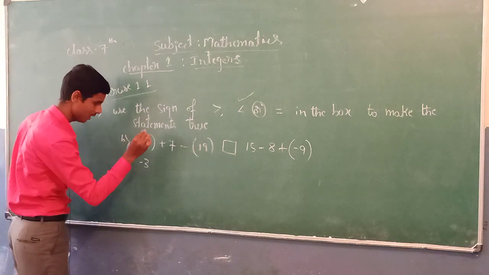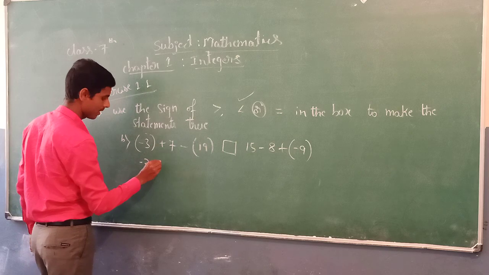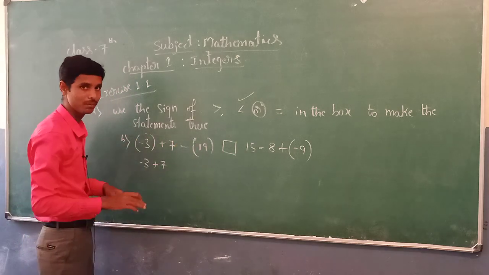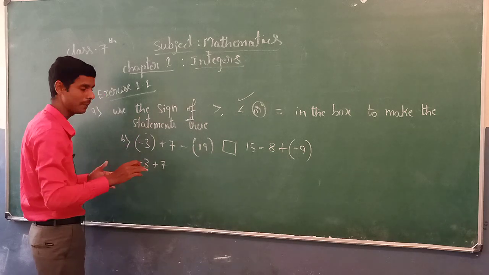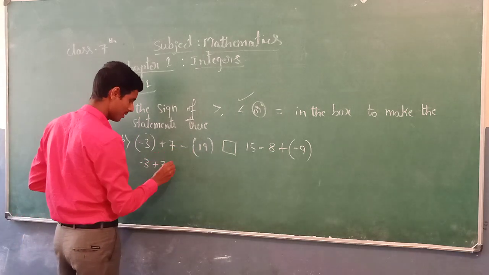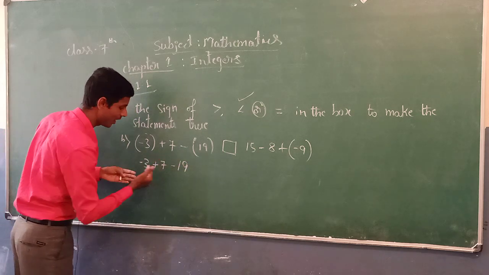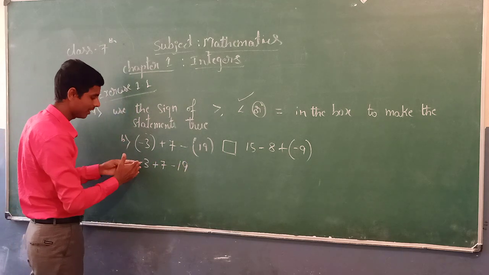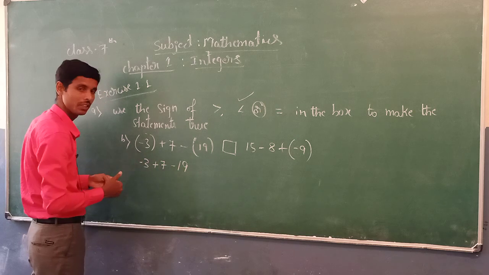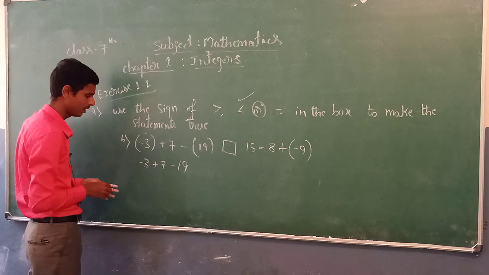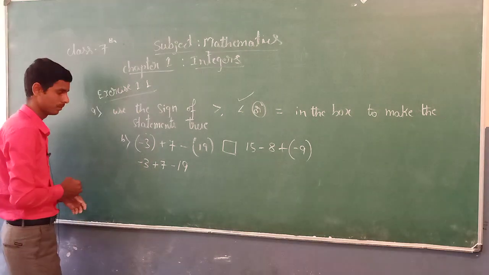Minus 3 we can write as it is, plus 7. Inside the bracket we have plus, even though we are not writing it, it's understood that plus is there. So plus into minus is minus, so 19. We can simplify this in two ways. We can add these two, 19 and 3, with the same sign, and after that we will subtract. In that method also we can solve.